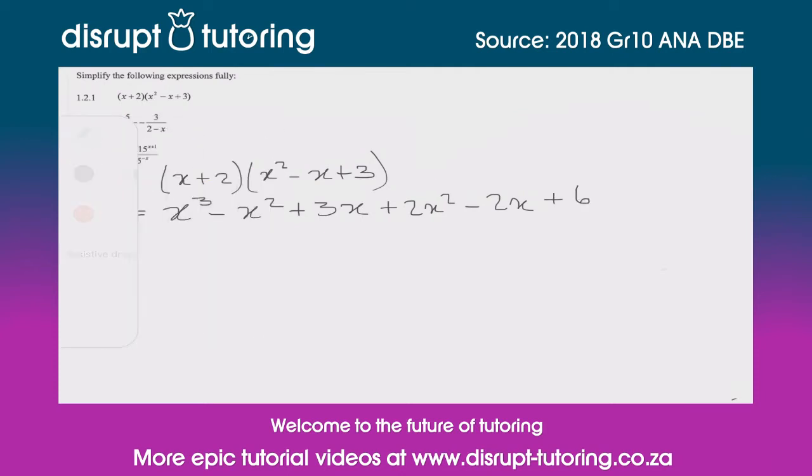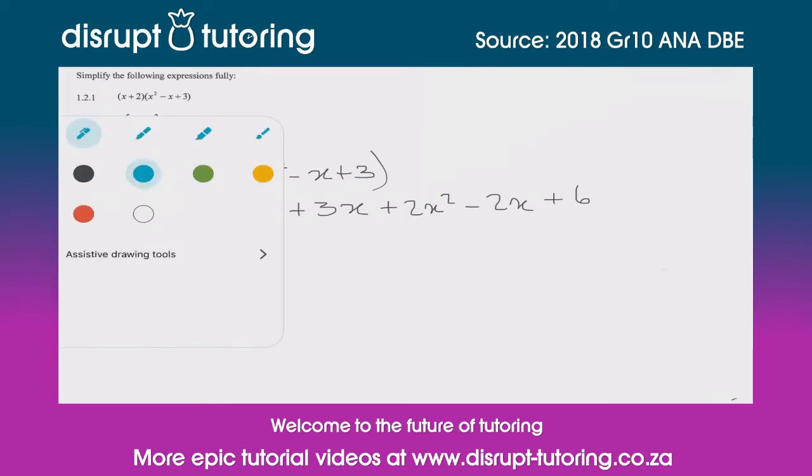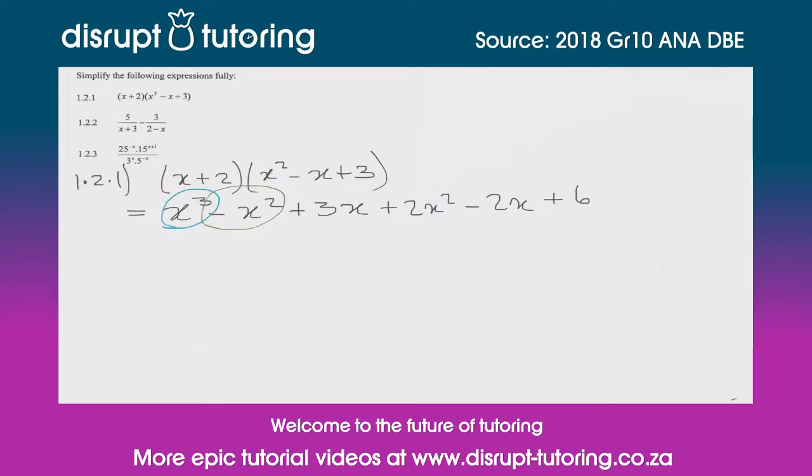Right, I'm going to change the color pen and I'm going to start circling all of my like terms. So that's one like term. Then I've got the x squareds, which is that one there and that one there. Then I've got my third like term, which is that one there and that one there. And then I've got a constant, which is alone.